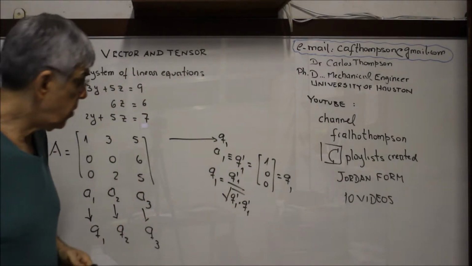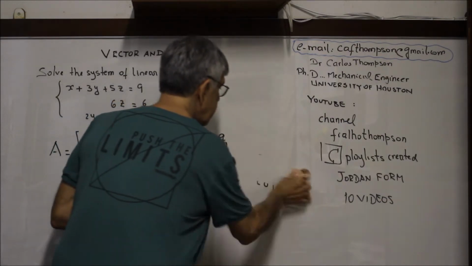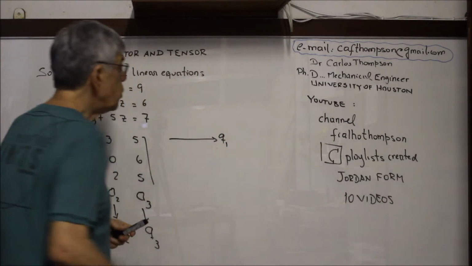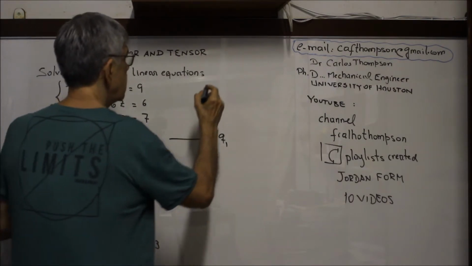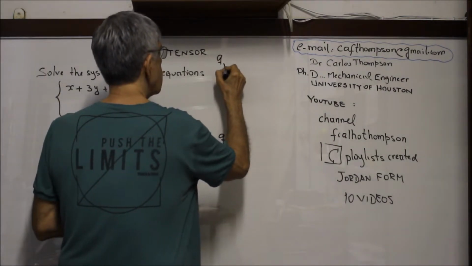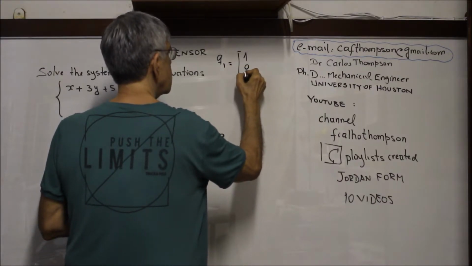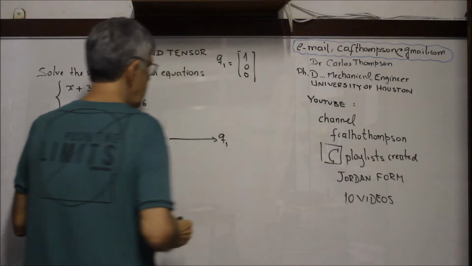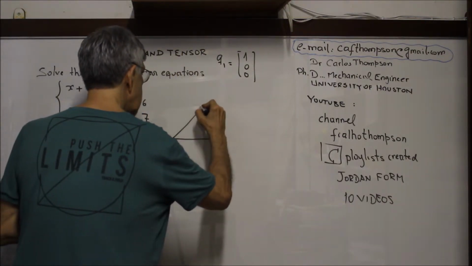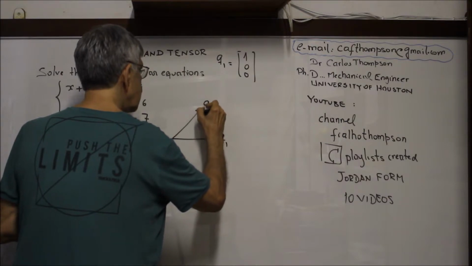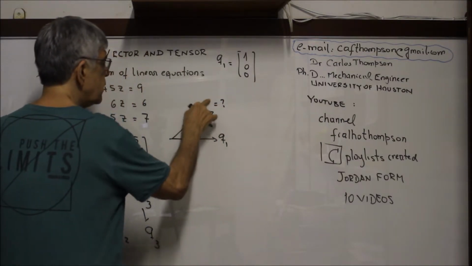Now I will raise it here. Let's find Q1. Let's put it here. Q1 is equal to 1, 0, 0. Now, here's my vector Q2, which I don't know. Let's put here A2.